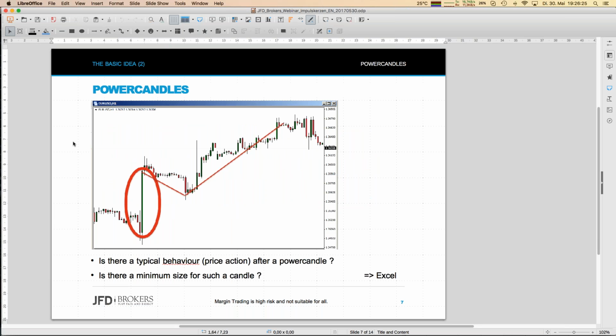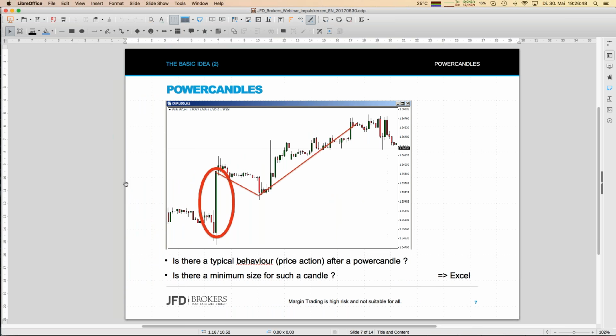So in principle, we are talking about exactly this one here. Here is an example, H1 data from Euro, US dollar. It's already a long time ago. If I see the price, it's 1.35, so that chart is not that fresh. But anyhow, it's just for illustration purposes.